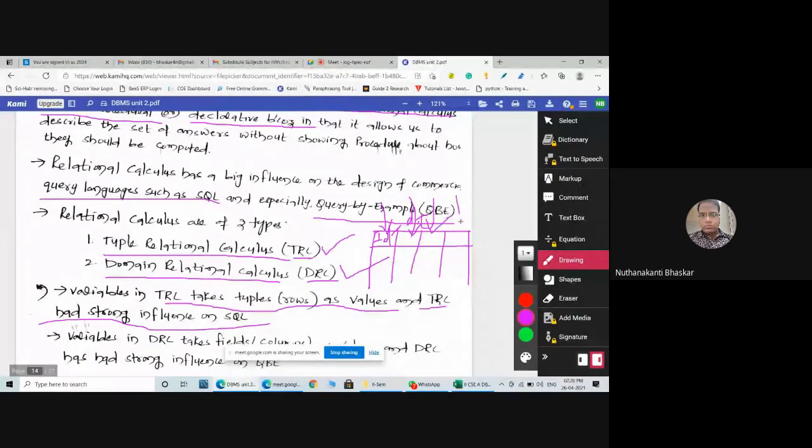Understand now? Tuple relational calculus will concentrate on tuples. The domain relational calculus, sorry, domain relational calculus concentrates on columns.